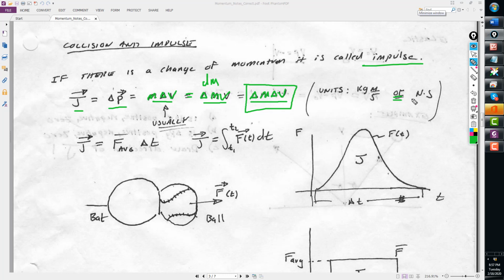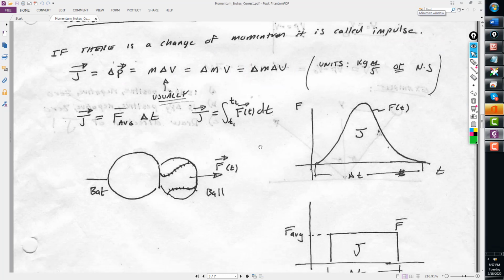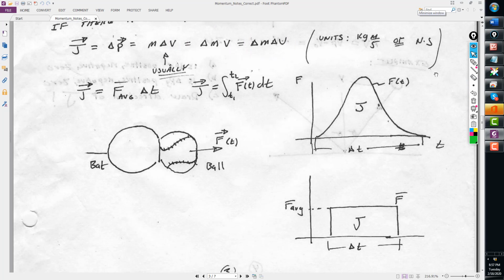The units of impulse are kilograms meters per second because it's the change of momentum, but sometimes they'll give you a hint and they'll just say Newton seconds. If you hear the term Newton seconds, they're probably talking about impulse. I mean, you could do Newton seconds for momentum, but typically when we say kilogram meter per second, we're talking about momentum. When we say Newton seconds, we're talking about impulse. So that's just the convention. You could use either one in either case. It depends. But I'm just telling you that that's the convention.